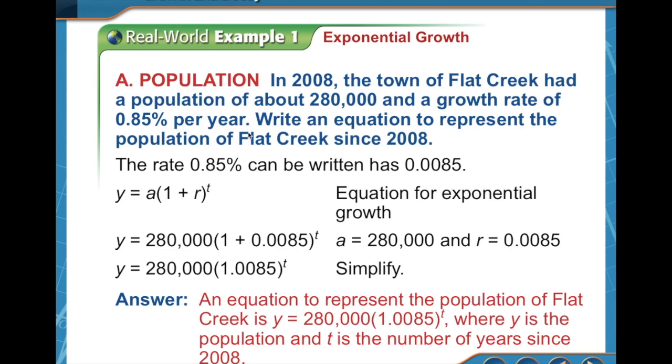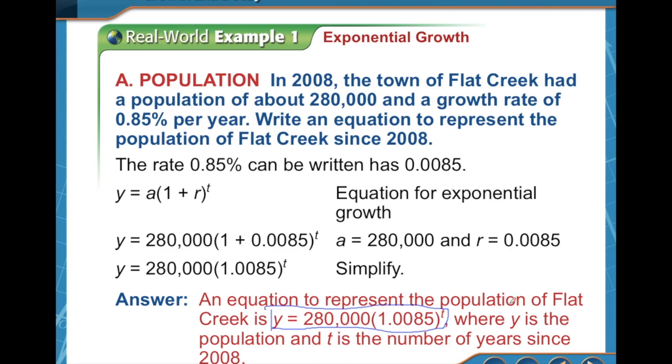So what is the equation? Well, if we want to know at any time how many people there are in the town, we take the initial amount, that 280,000 number, multiply it by 1.0085, and take that to the power of t, which is the number of years since 2008. So we could use this equation then to find out how many people there are at any time in the future.